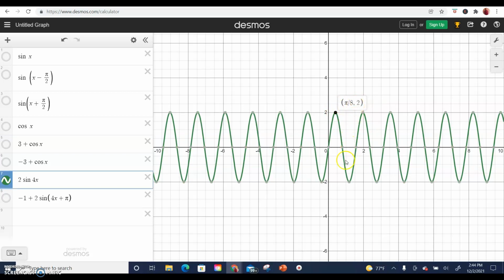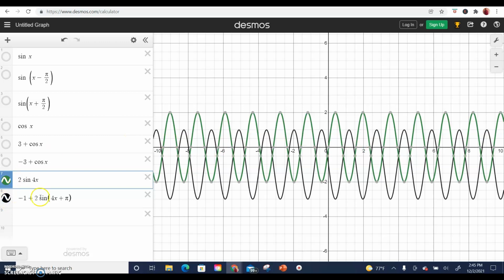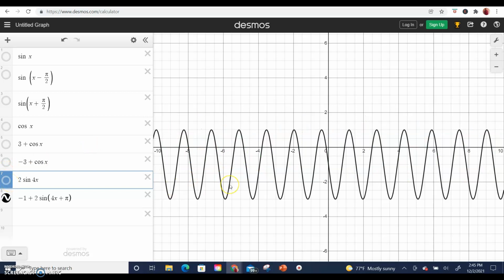We also had a point at pi over 4, 0. You see that's there. We had a point at 3 pi over 8, negative 2. And then we had a point at pi over 2, 0. And we also had 0, 0. So this is one rotation or one period of that graph, okay? Now I'm going to turn on the graph with the translations, and that's the black graph. It's the negative 1 plus 2 sine of 4x plus pi. I'm just going to cut the other one off, the green one, because it looks so confusing.